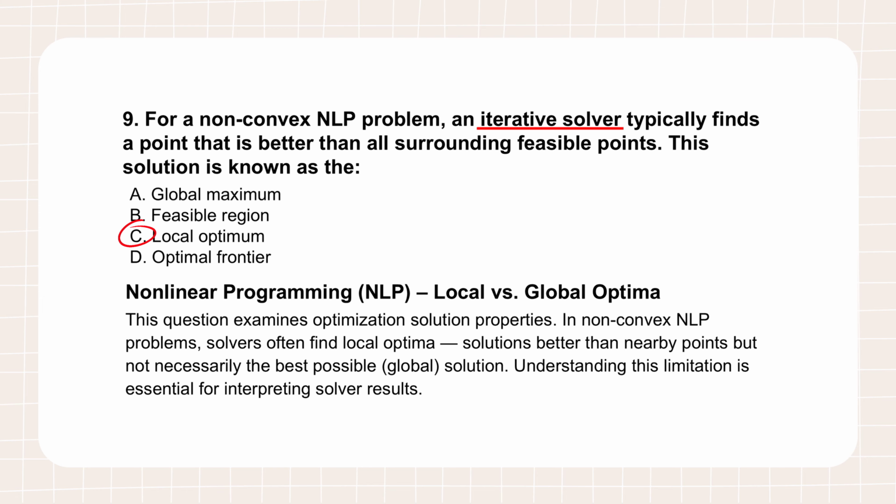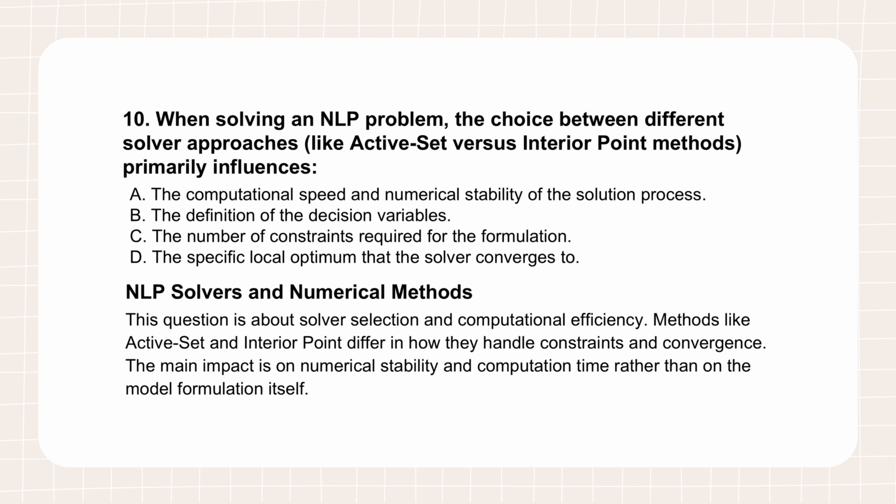Exactly. And that inherent risk is why NLP needs much more robust testing. Sometimes you have to start the solver from many different initial points just to try and map out that complex landscape more completely. Right. And one final point on optimization. When you're running these complex models, you often have different software approaches available, like active set versus interior point methods. Our source material clarifies what the choice between these advanced solution methods actually impacts. What difference does it make?